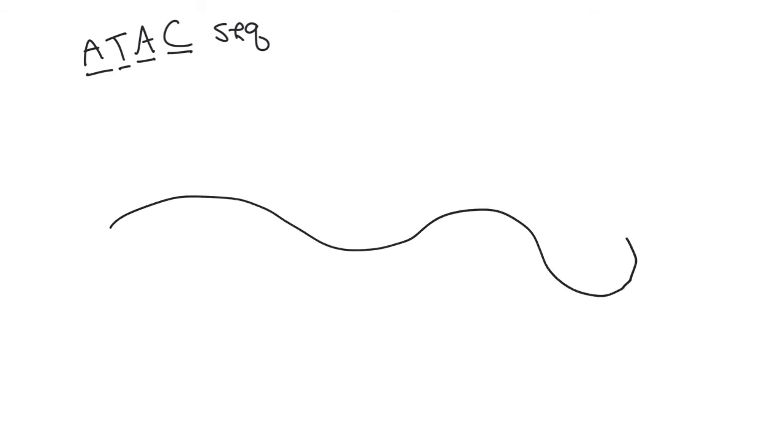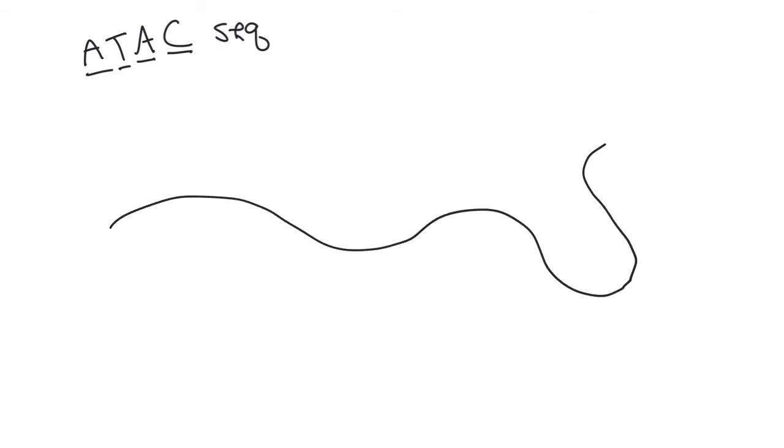Another method of doing essentially the same thing, figuring out what are the DNA sequences or what are the parts of the genome that are associated with euchromatin, is a technique called ATAC-seq, for an assay for transposase-accessible chromatin, followed by sequencing. And this is sort of similar.